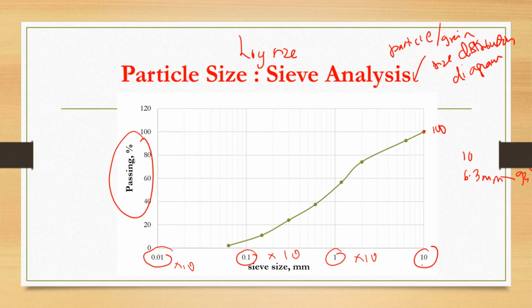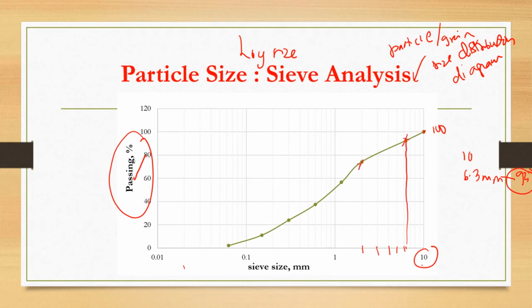So for example, if you want to find size 6.3, where is 6.3? It is 2, 3, 4, 5, 6, so 6.3 is somewhere here. For the 6.3 size, the percentage passing is about 93, so you go down to 93, followed by the rest.